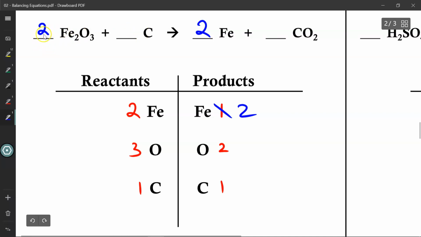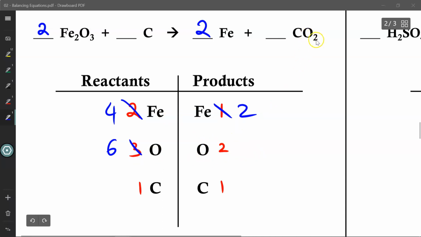Now how many irons do I have? 2 times 2 is 4, so I have 4 irons. And now I have 2 times 3, 6 oxygens. Now I've messed up my irons, they're no longer balanced, no big deal. Things usually look their ugliest just before the equations balance out. Let's just focus on the oxygen on this side now.